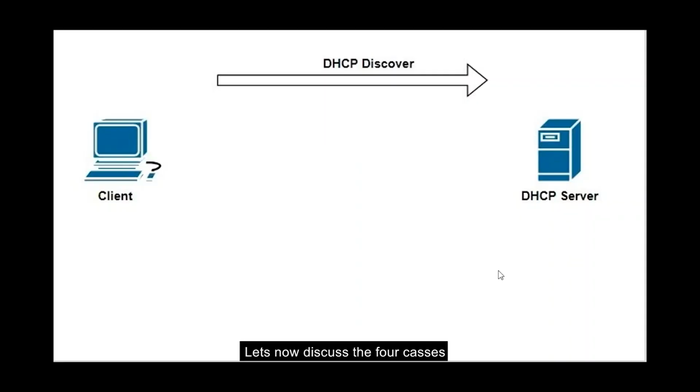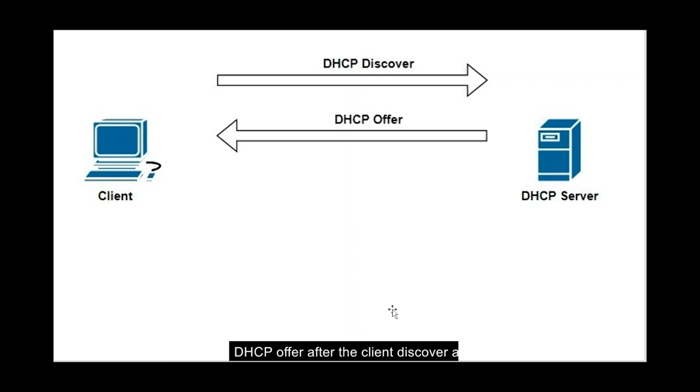Let's now discuss the 4 phases in how DHCP works. Okay, first phase, DHCP discover. The interaction between the server and the client starts. The client will send a discover message to all the devices in the network until it finds a DHCP server. Second phase, DHCP offer. After the client discovers a DHCP server, the DHCP server will offer a network configuration setting for the client that contains the IP address, gateway, and DNS.